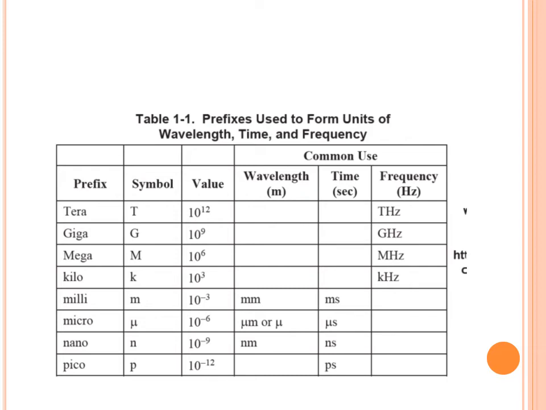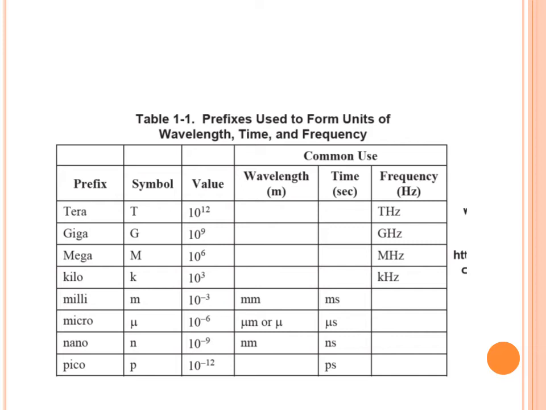And then M is mega, 10 to the 6th, and you might see megahertz. Or you might see the little k, which is kilo, 10 to the third, or 1,000. So you might see a frequency in kilohertz. And I mentioned before that the normal range of human hearing is from 20 to 20,000 hertz, or you might see that written as 20 hertz to 20 kilohertz.